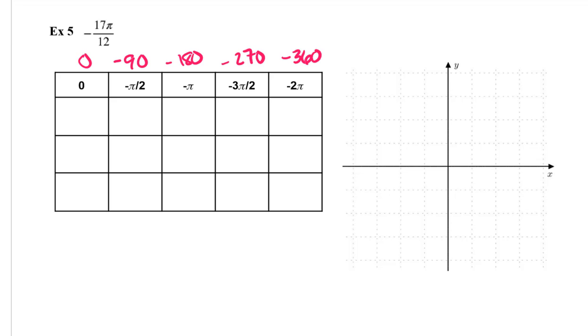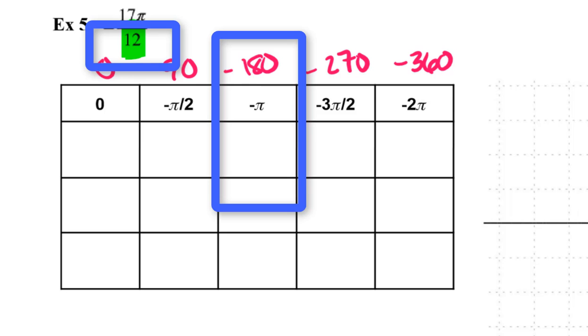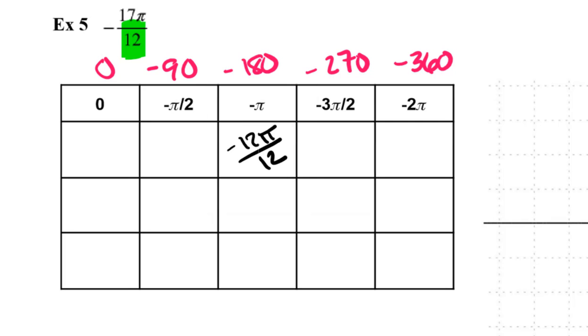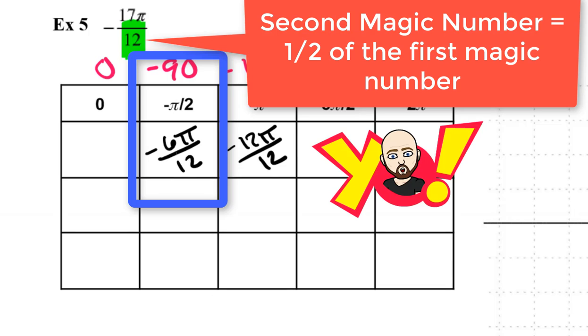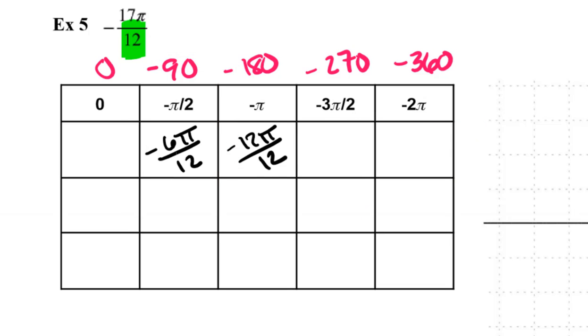Now the very first magic number is going to come from this denominator. Whatever your denominator is, take that number and put it over itself in the negative pi column. So in this case, because we're dealing with negatives, I'm going to write negative 12 pi over 12. If we were drawing positive 17 pi over 12, then same thing, but our value would be 12 pi over 12. Now, second magic number, and this is the important magic number, they're both important, but just take half of negative 12. And half of negative 12 is negative 6. So that is going to go in the negative pi over 2 column. Now the 0 is always going to be 0, so we don't have to worry about any other part.